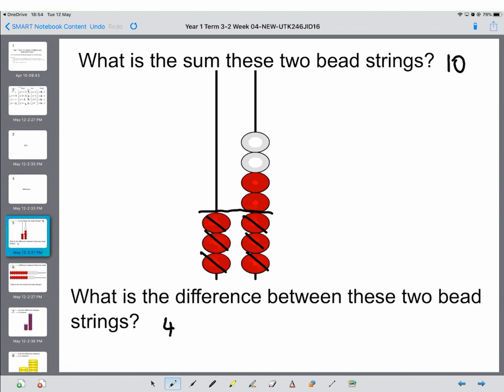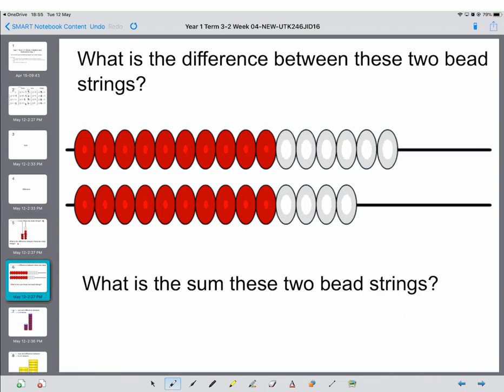So there are a series of problems now for you to have a go at. And each time, grown-ups, I'm going to pause about 5 seconds before I go through them, giving you a chance to stop the video, have a go at the sum on the whiteboards, and then see how you've done. So here's the first question. What is the difference between these two bead strings? And what's the sum of these two bead strings?